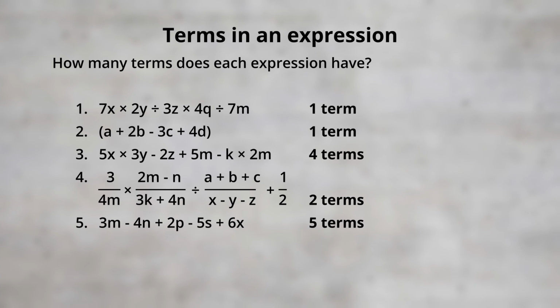Number 4 has 2 terms. There is only one plus sign standing alone. Everything before it is one term, and the fraction a half is the second term. Number 5. This one was the easiest. There are 5 terms. Now that you can identify and count different terms, we can look at a term in more detail. Consider the term 3xy.